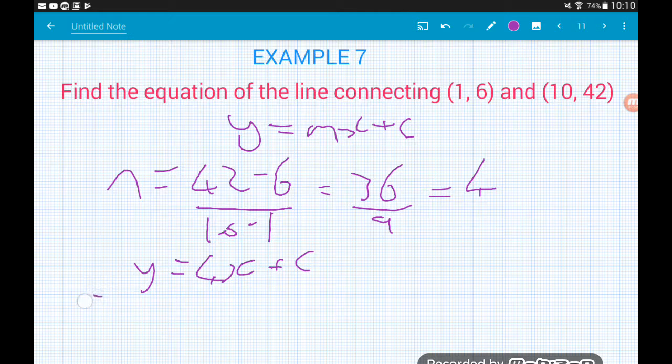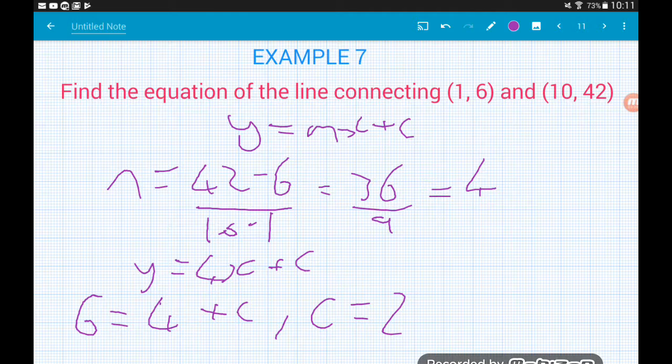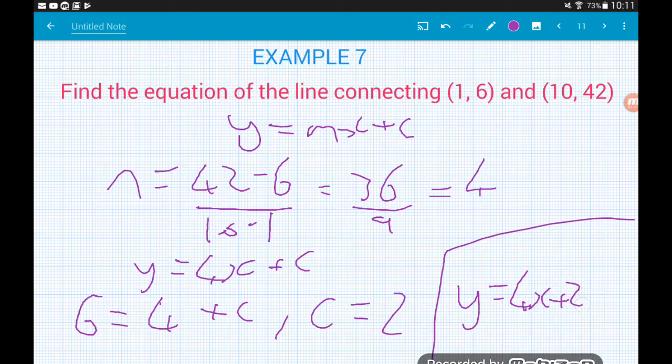So if we substitute those in, we get 6 is equal to, well, 4 times 1 is 4 plus c. And then we need to take away that 4 on both sides. So 6 take away 4 is 2. So that would tell us then that c is equal to 2. So the equation of our line here is y equals 4x add 2.